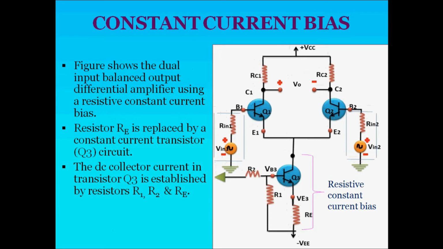As we know, the figure is a dual input balanced output differential amplifier using a resistive constant current bias circuit. So the DC collector current in the transistor Q3 is established by resistors R1, R2 and the resistor RE. As this is again an emitter follower transistor, the collector current of transistor Q3 is equal to the emitter current of transistor Q3. That is, we can say that IC3 is equal to IE3.